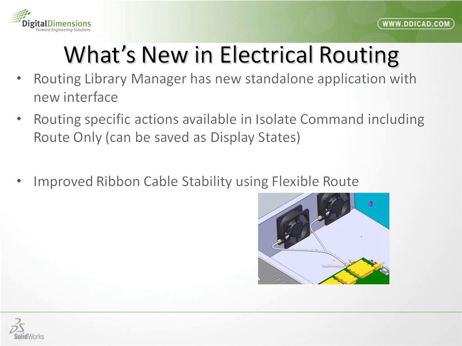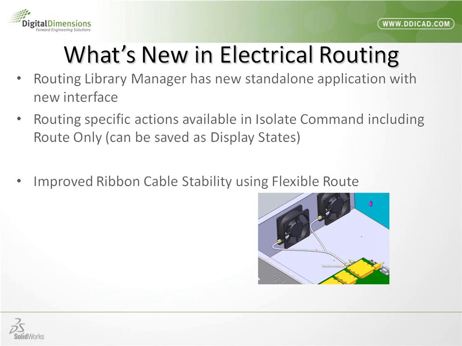Another thing I'm going to show you is isolate. The isolate command can now isolate the route only, the route in primary references, or secondary references, and this isolating of the route can be saved as display states too. So we'll go into that, and then I'm also going to show you the improved stability of ribbon cables. Some people might have tried this in the past and maybe didn't have such good results, but now the flexible route's working pretty well. You can do some modifications with that. I'm going to show you that, and you can see it working a little bit better now.